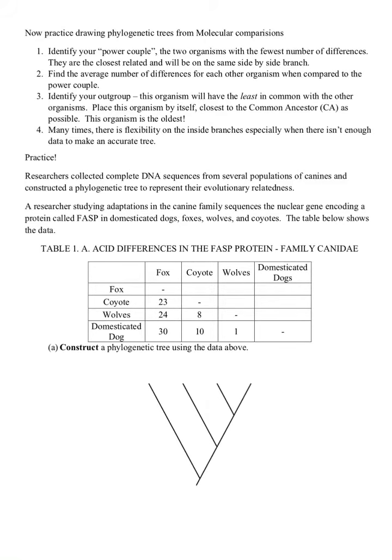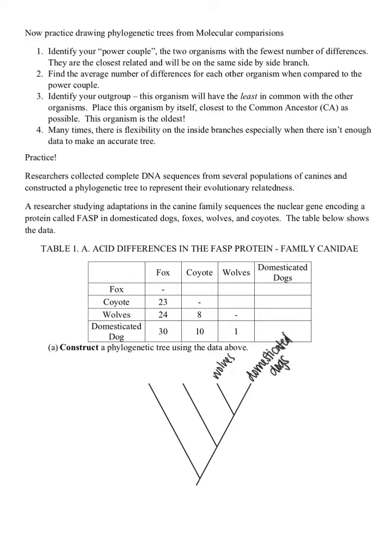So if you look at the table below, okay, which two organisms have the lowest number of differences? That would be the wolves and the domesticated dogs. Okay, when I look and see where they intersect, they only have one difference in this amino acid sequence. So those two are going to be my power couple that I'm going to place on the two closest related branch right here.